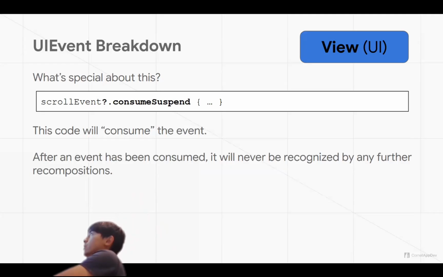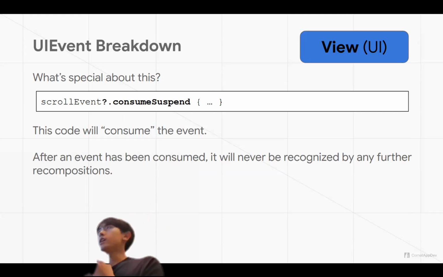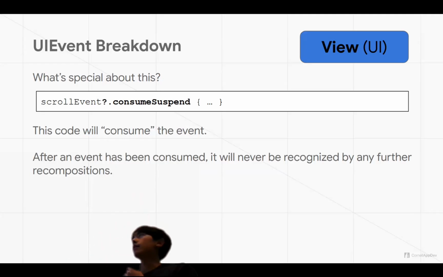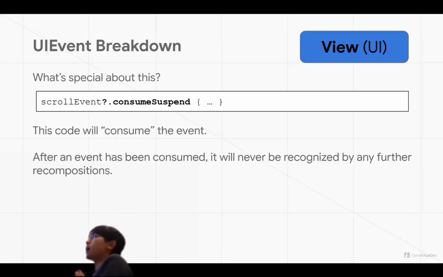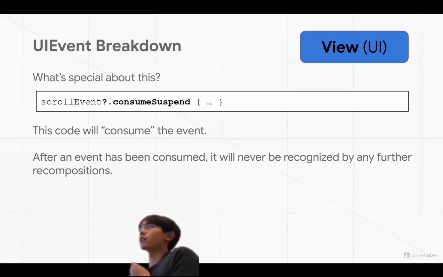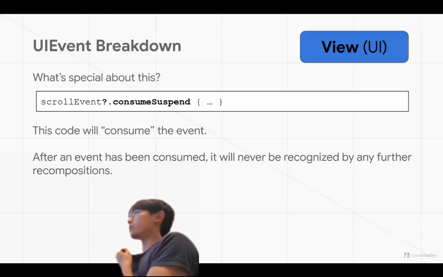So again, this line of code consumes the event. The question mark there makes it so if null is the scroll event, it won't do it. In the beginning, you don't want that event to fire immediately. We pass down null, and the question mark will only fire the rest of the code if it's not null. So in any case, this will consume the event, and after the event is quote unquote consumed, it will never be recognized again by any further recompositions of the screen.